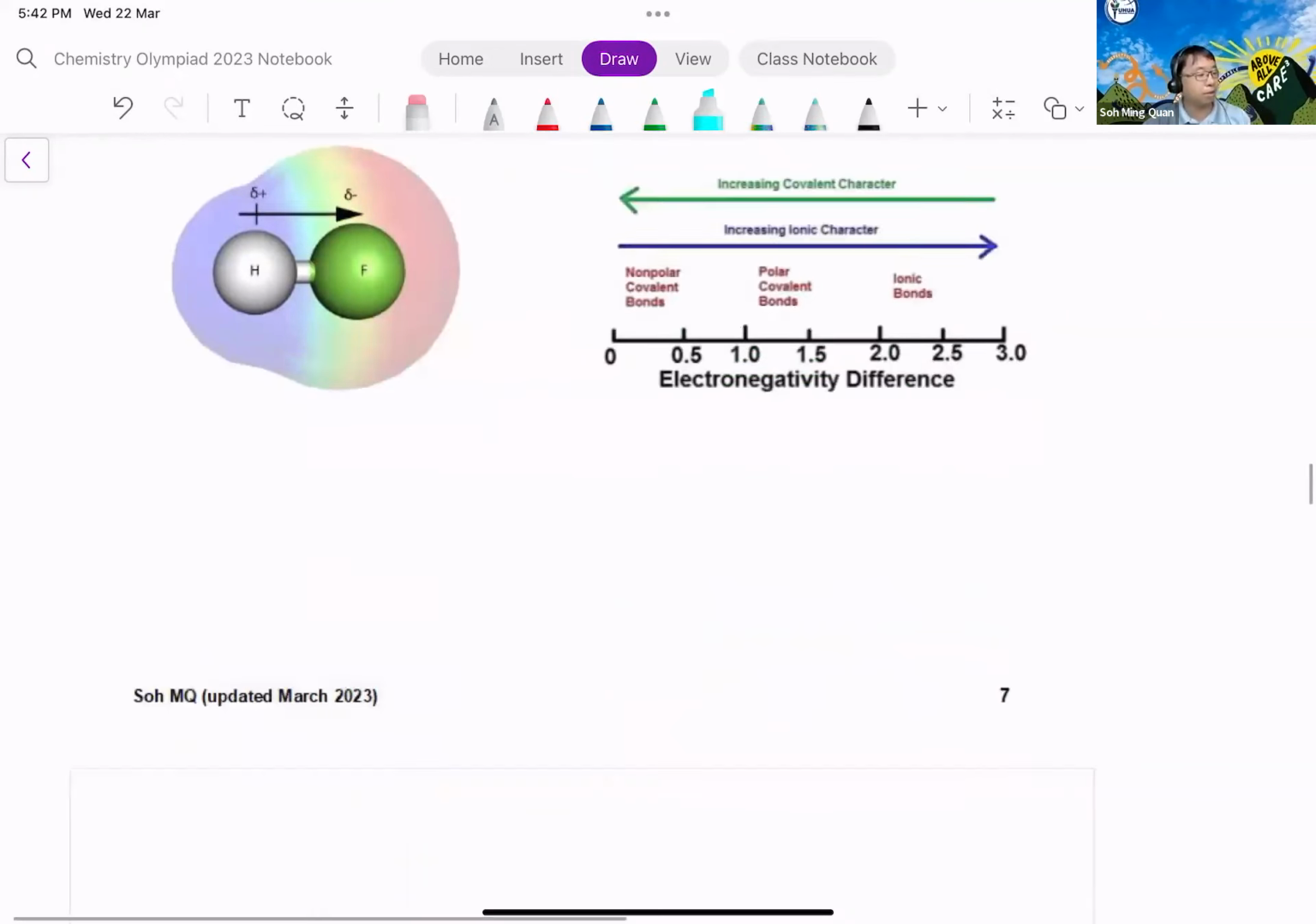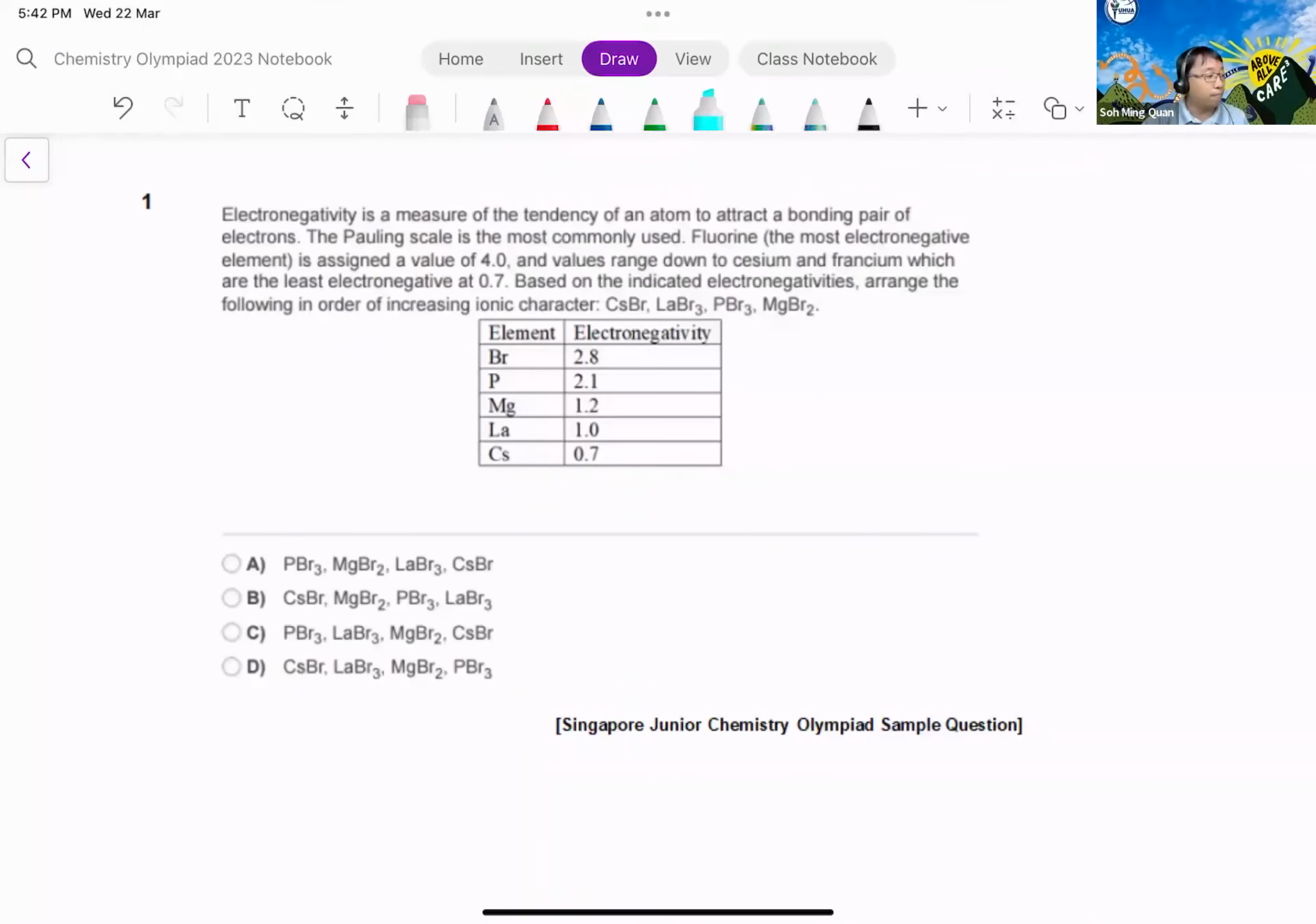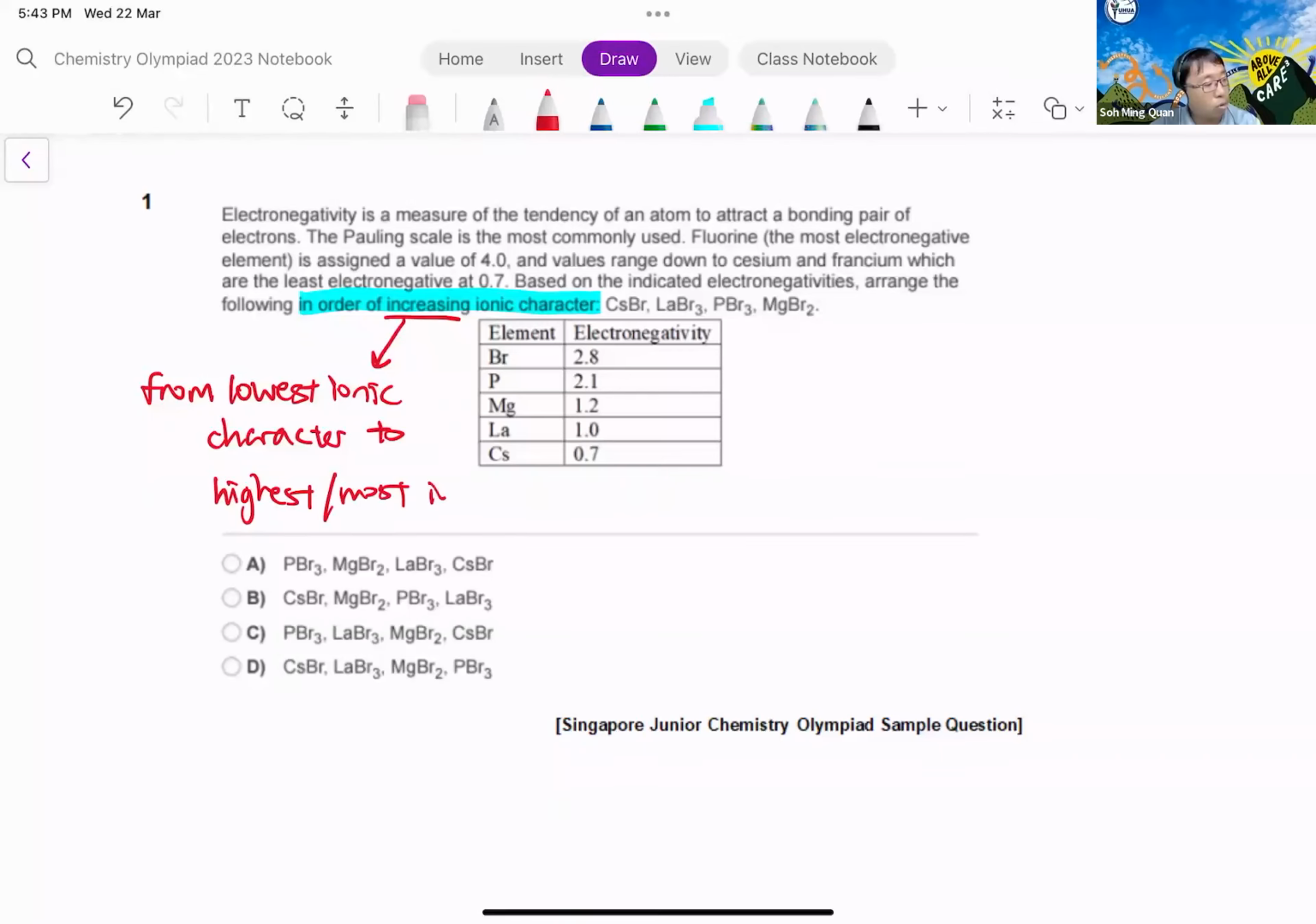Now moving on, here is one of those questions that come from the chemistry Olympiad. This is on electronegativity, one of the sample questions. They want you to arrange the following in order of increasing ionic character. Increasing means from lowest ionic character to highest, most ionic.